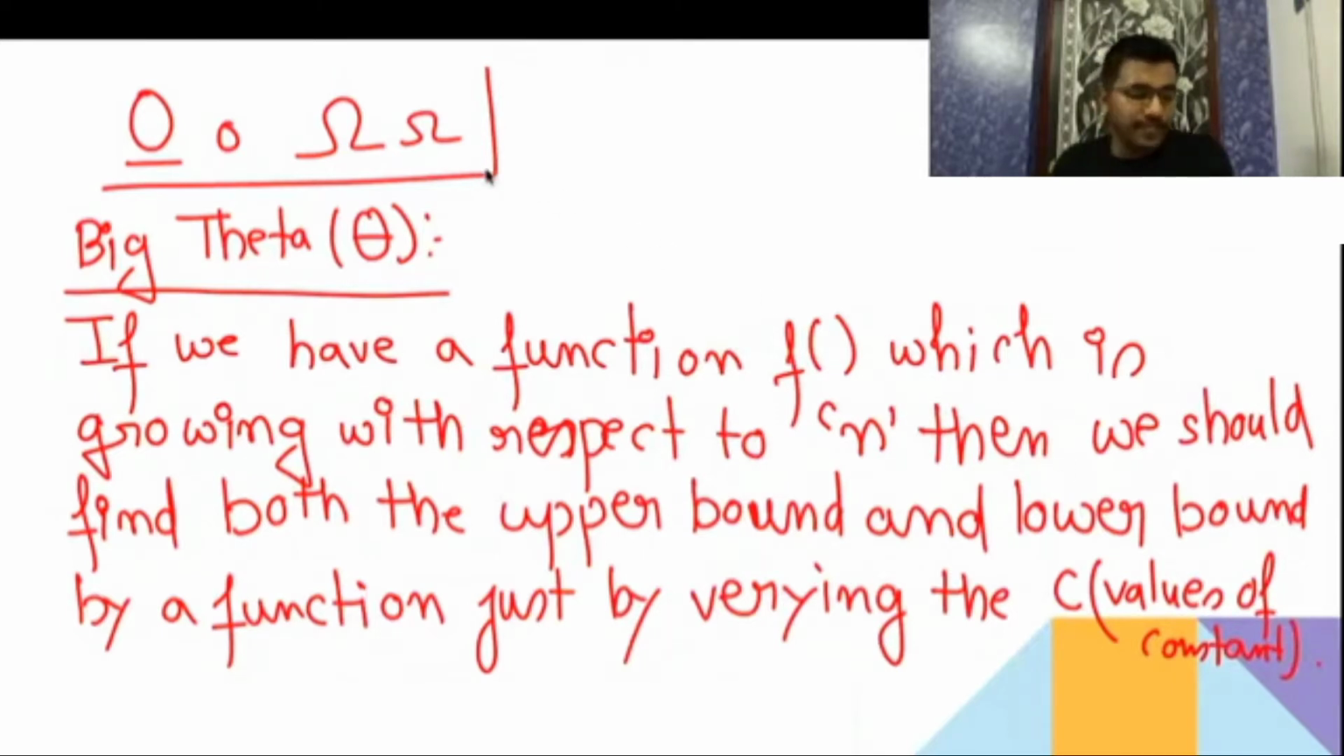So here I am saying that big theta, if we have a function f which is growing with respect to n, then we should find out both upper bound and lower bound by a function. Same one function I will use to find out the upper bound and lower bound, just by varying the c, the constant. Just by varying the constant we are going to get both the upper bound as well as the lower bound. If you are done with the writing, then please let me know.